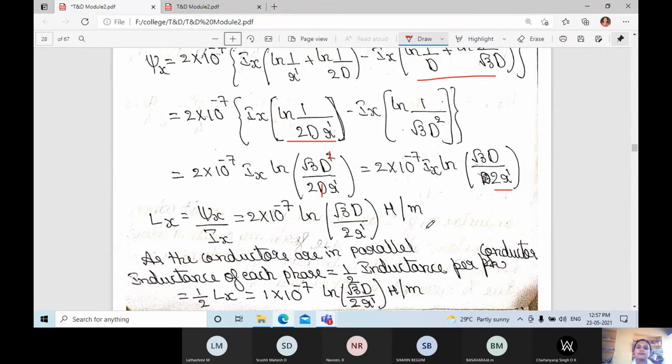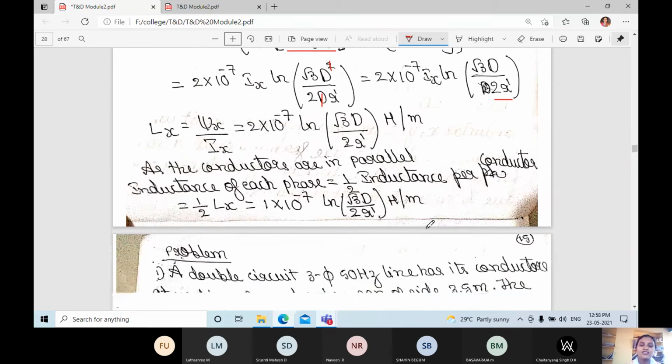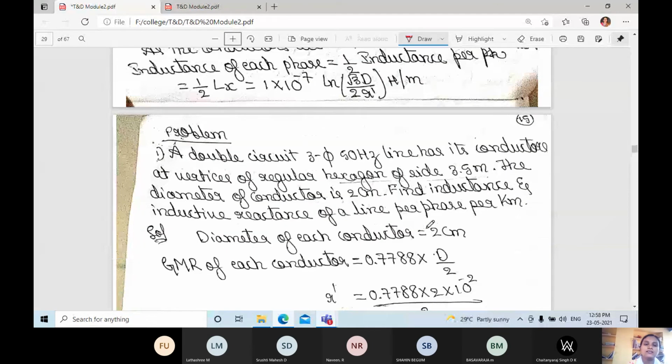As the conductors are in parallel, the inductance of each phase is 1 by 2 into the inductance per phase, that is 1 by 2 into Lx. So what you will get? 1 into 10 to the power of minus 7 ln square root of 3 into d divided by 2 r dash Henry per meter. Next problem we shall solve on this topic.